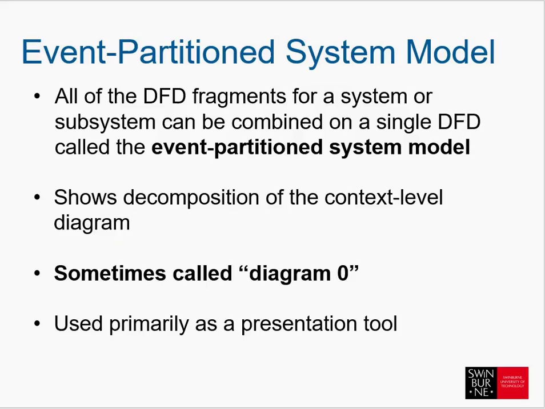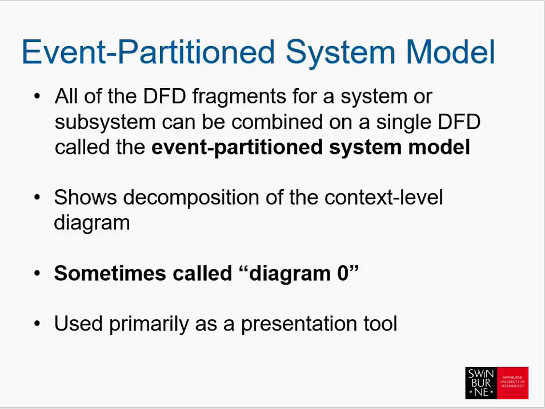The second type of data flow diagram that we can construct is called the event partition system model. Sometimes we call it diagram 0. We usually create this diagram 0 by combining all the data flow fragments for a given system or subsystem into one big diagram. So if you combine all the fragments that you have created for your event table, you can create the so-called diagram 0 or event partition system model.